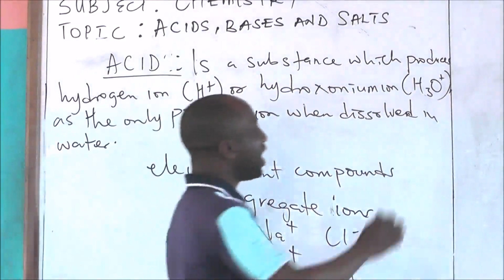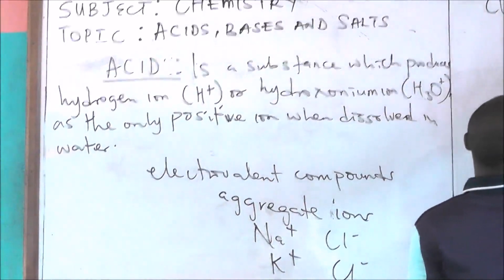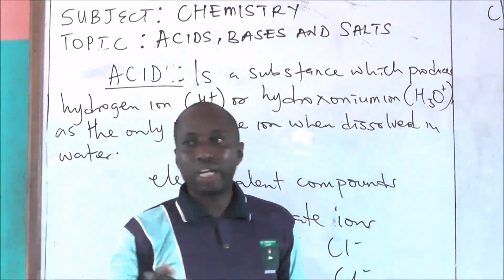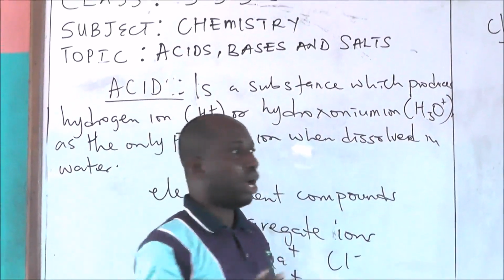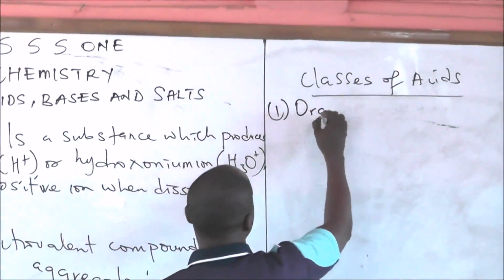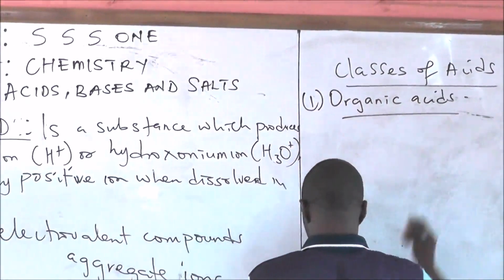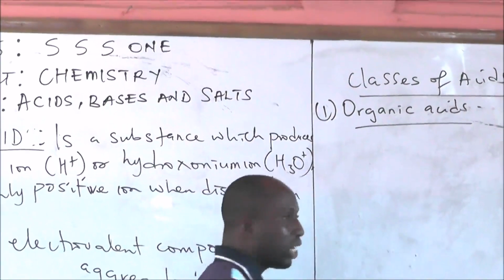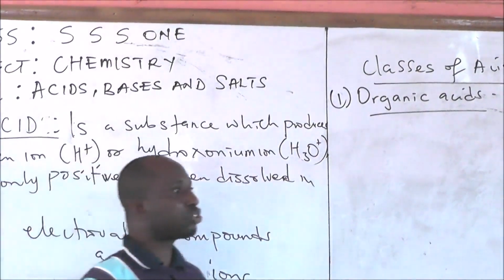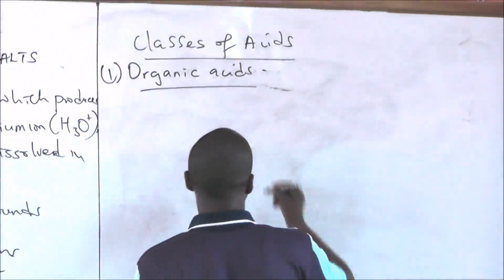Now let's look at the classes of acid that we have, or the types. We can divide acid into organic acids and inorganic acids. The first one is organic acids. Now, what are organic acids? Organic acids are acids that are obtained from natural products. You obtain them from plants and animals.